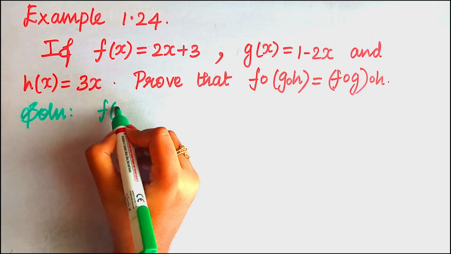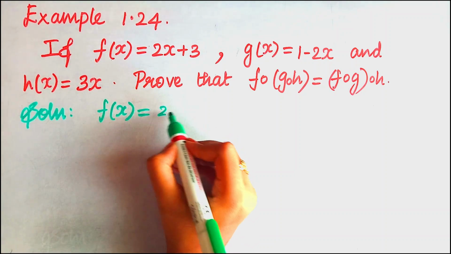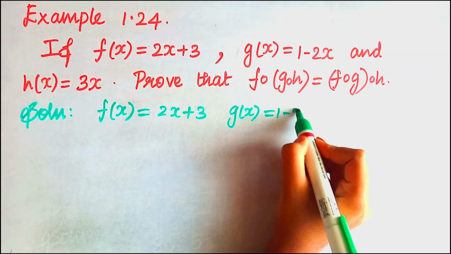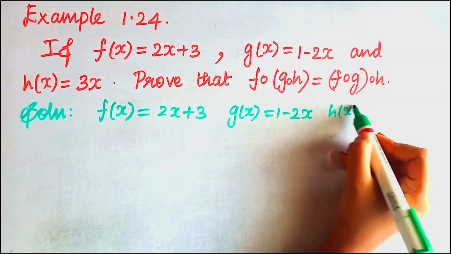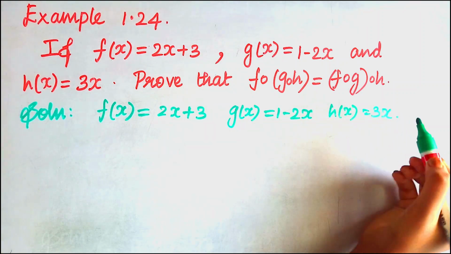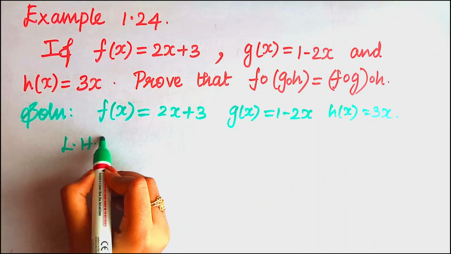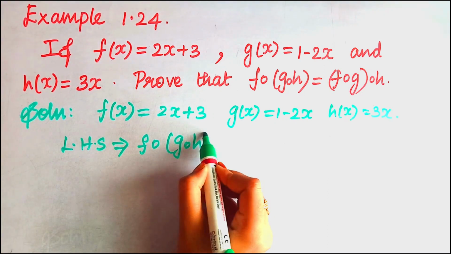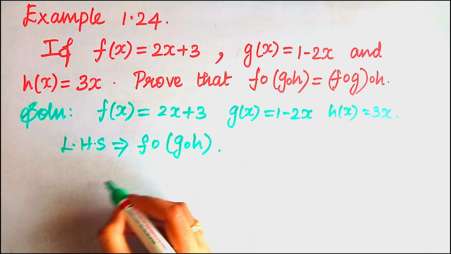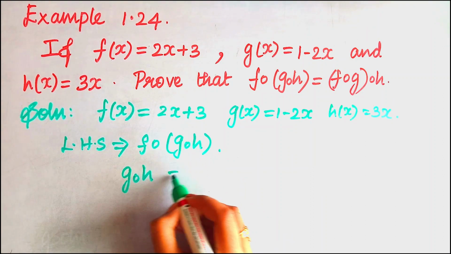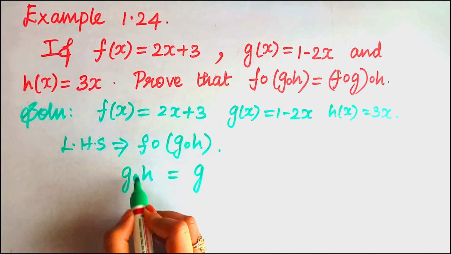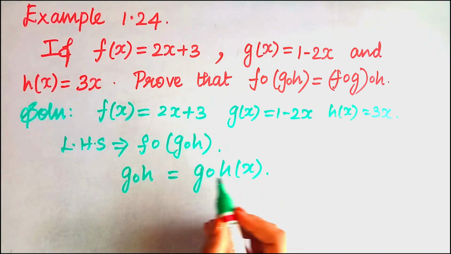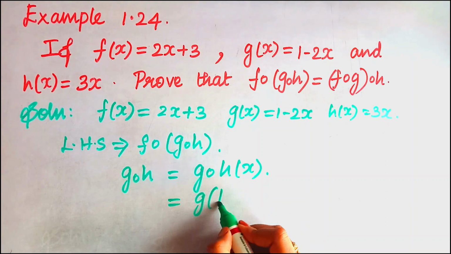So first let's write the given part, which is f of x is equal to 2x plus 3, g of x is equal to 1 minus 2x, and h of x is equal to 3x. Now let's take the left hand side, which is f∘(g∘h). First let's prove the bracket part, which is g∘h. This can be defined as g∘h of x, and this can be defined as g of h of x.